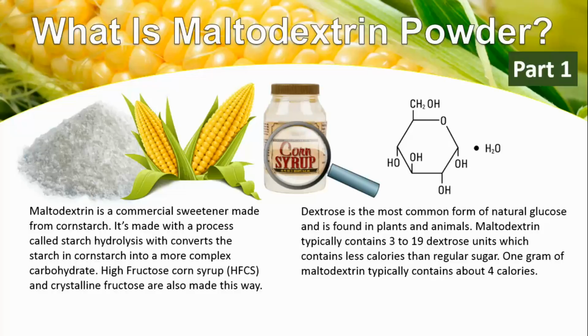All right, so dextrose is the most common form of natural glucose and is found in plants and animals. So maltodextrin typically contains 3 to 19 dextrose units, which contain fewer calories than regular sugar, and 1 gram of maltodextrin typically contains about 4 calories. And this is more on the chemistry side of things.